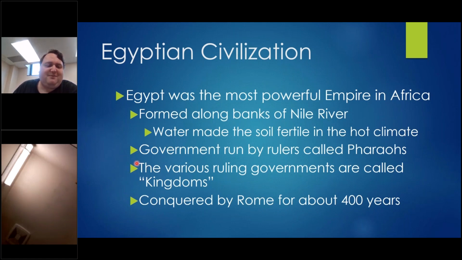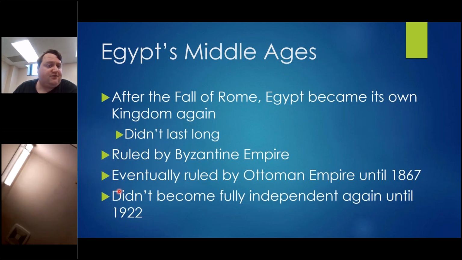Now, shortly before the year zero, Egypt is actually conquered by Rome. Remember, I talked about how Rome would go to all these different areas and they would take over. Well, that happened to Egypt. Egypt gets conquered by Rome, and they are ruled by Rome for about 400 years. And after Rome collapses, just like Europe, Egypt is sort of left on its own. So when Rome falls, Egypt tries to start its own kingdom again, but it doesn't really work out that well. And so their kingdom collapses.